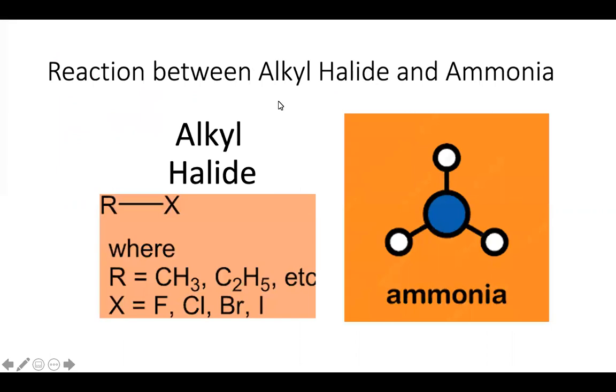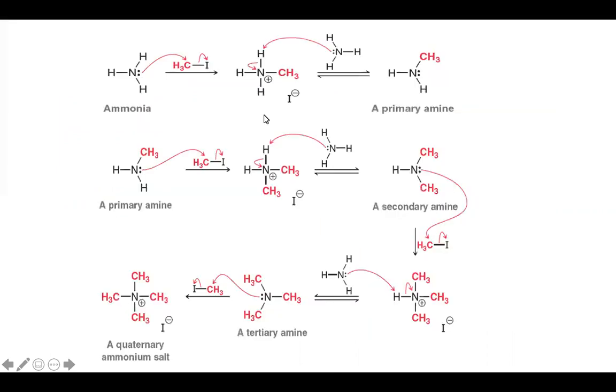Reaction between alkyl halide and ammonia. So alkyl halide reacts with ammonia and forms a series of amines. You can see here it can form primary amine, secondary amine, tertiary amine, quaternary amine, and it's just a glob of a lot of different things, a lot of mixture in this. So we want the reaction to be clean. We want only primary amine. Then what should we do?